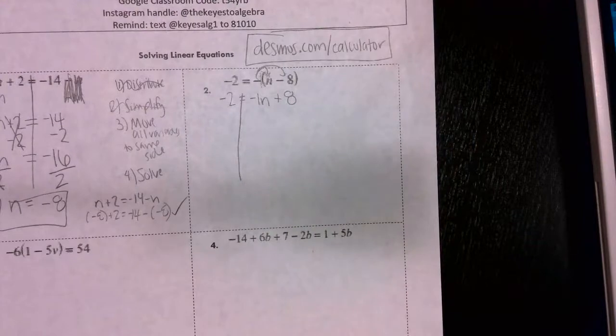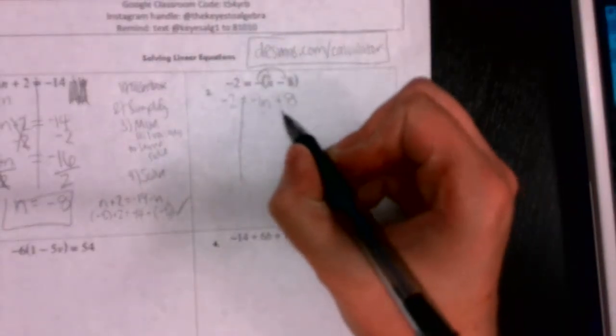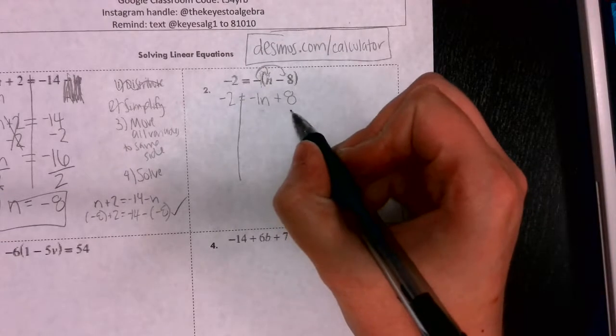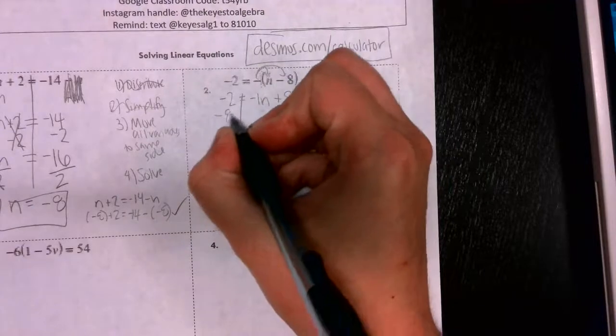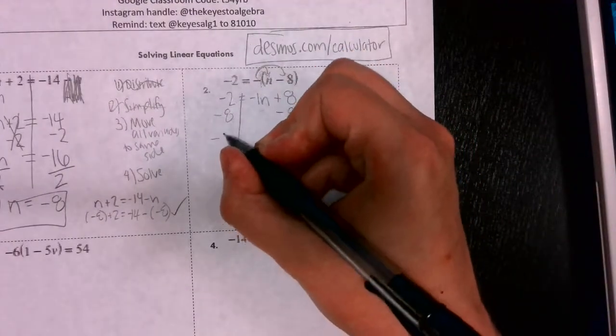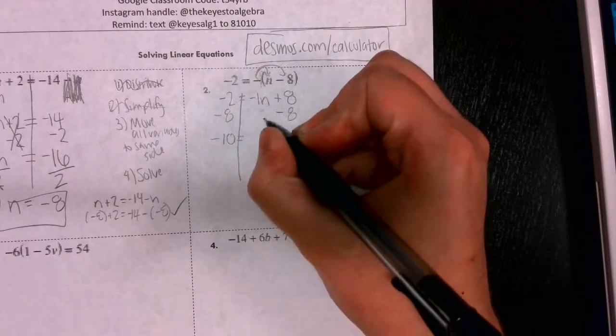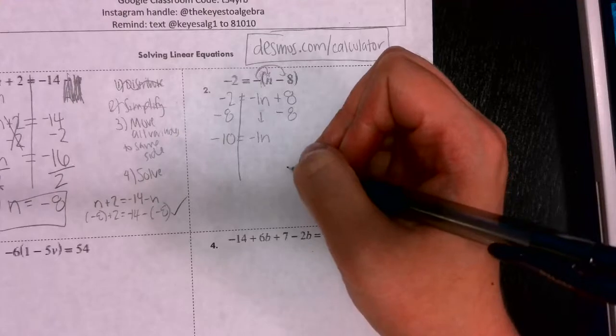Then I'm going to draw my line straight down. So I need to get this n by itself. I'm going to start with my +8 because it's a little bit farther away. I'm going to say -8 on this side and -8 on this side. A -2 minus 8 is going to give me a -10 equals, I'm going to bring down that -1n because I haven't touched it yet.